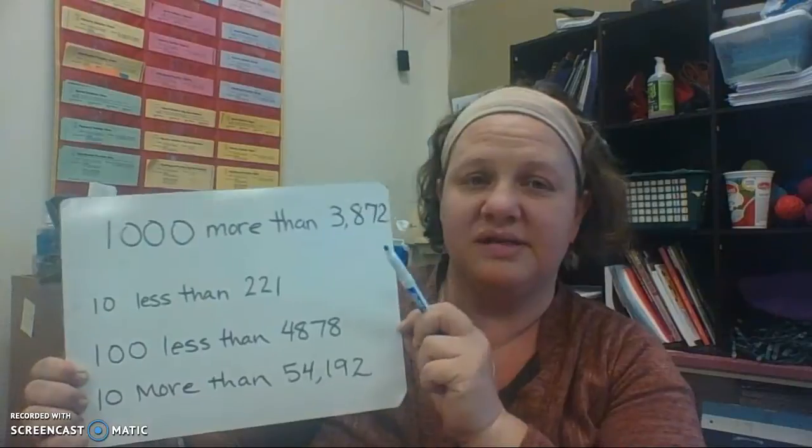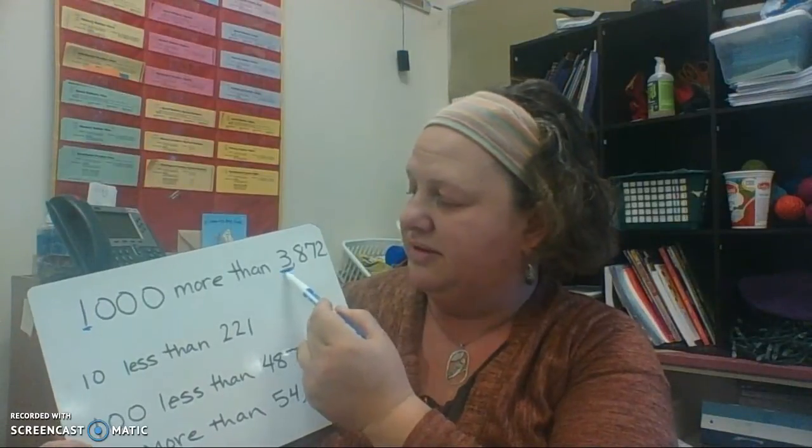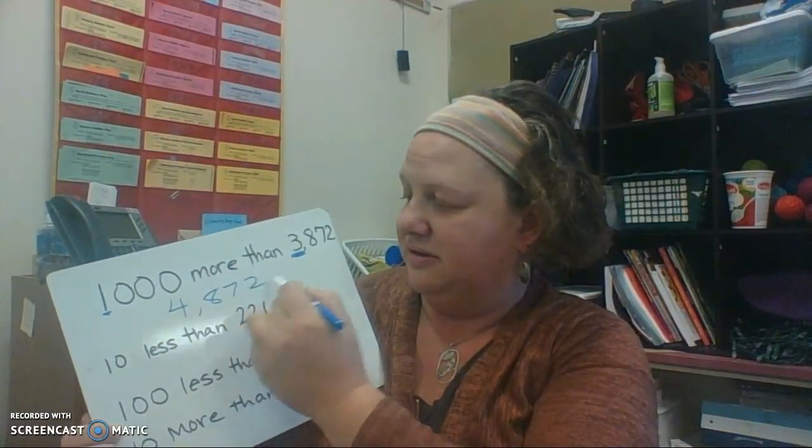So right here it says 1,000 more than 3,872. So since it's in the 1,000th place value that we want to change, we want to look in that 1,000th place value and just add one more to it. So 3 plus 1 is 4. So we have 4,872 would be the answer.